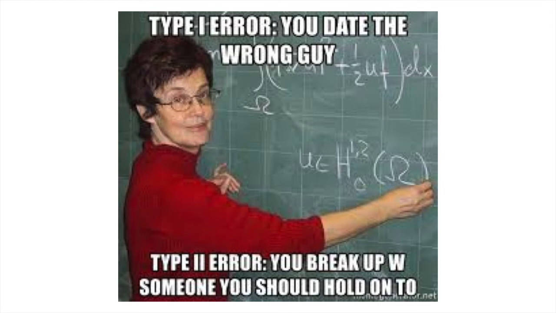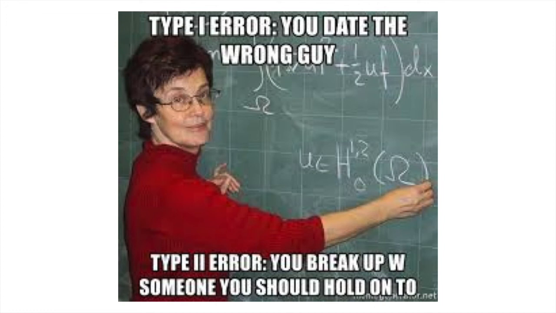Another example: type 1 error, you dated the wrong guy. And type 2 error, you break up with someone you should hold on to. With this one, I think it's rather subjective. But for me personally, I think type 2 error is being with the wrong guy. And if you're married, then you're maybe stuck with the wrong person. And let's say the person is really aggressive, and then that's more aggravating.